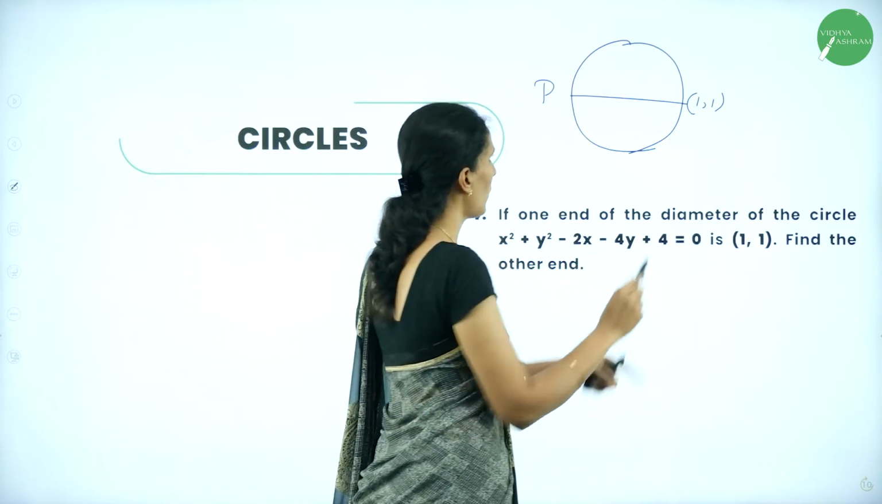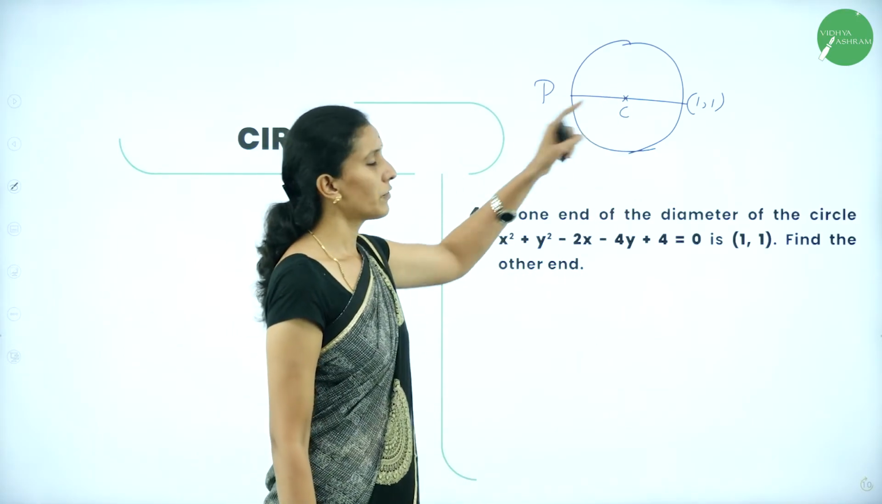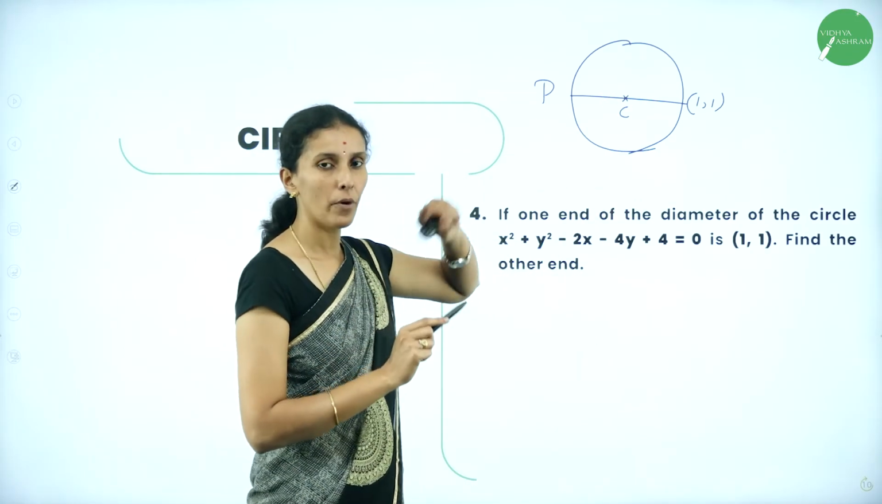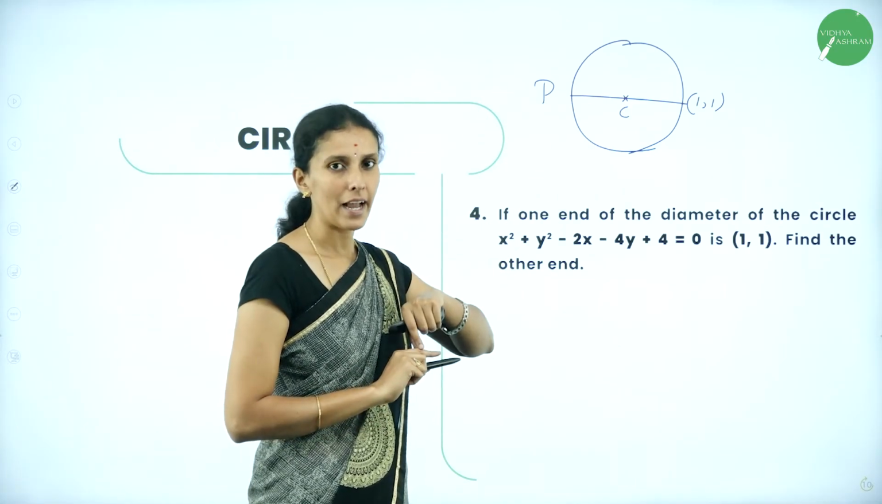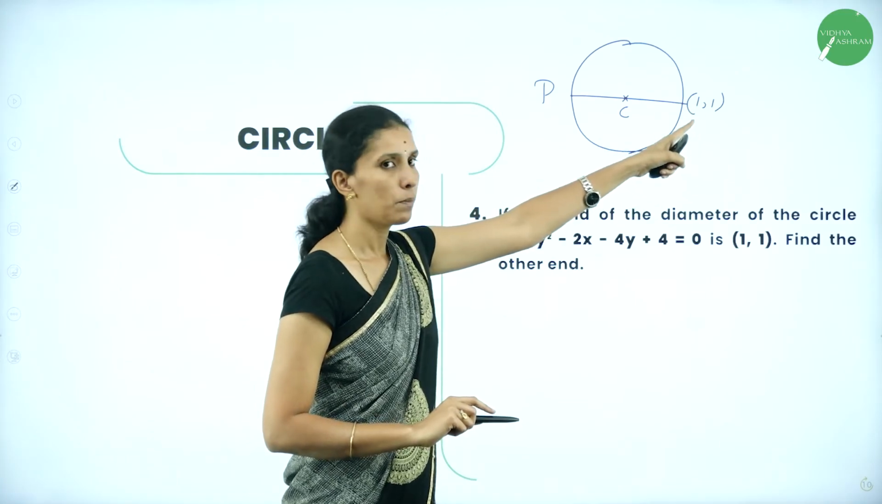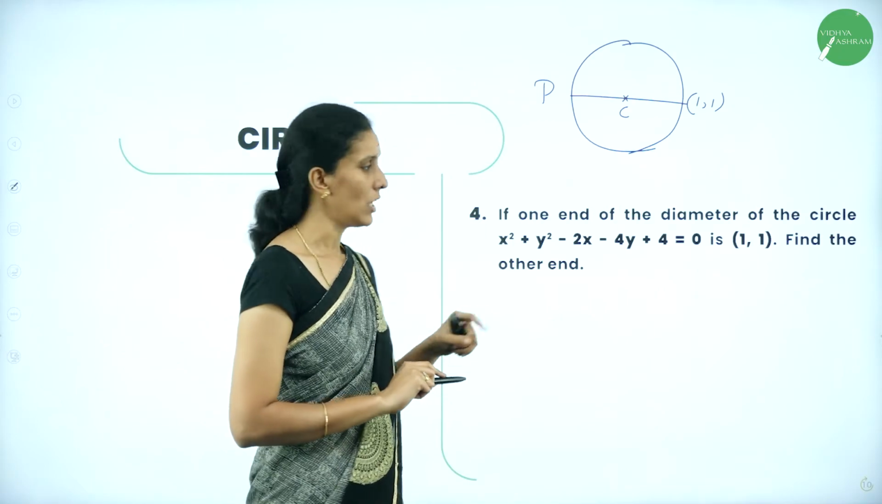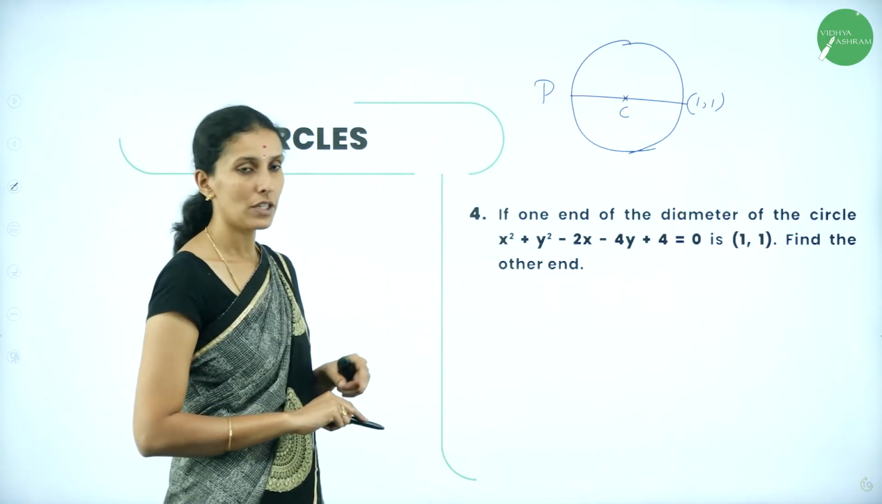Next, from this equation, we can find the center of the circle C. We know that center of the circle is exactly the midpoint of the line segment diameter. So therefore, by knowing the center and this end point, we can find the point P. How? Using midpoint formula. So first let us find the center of the circle.